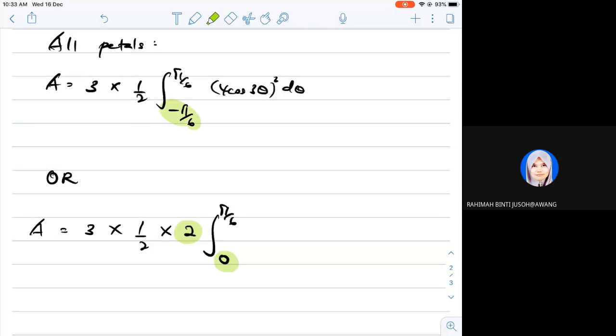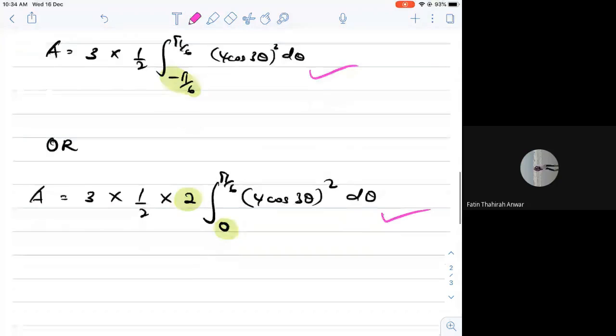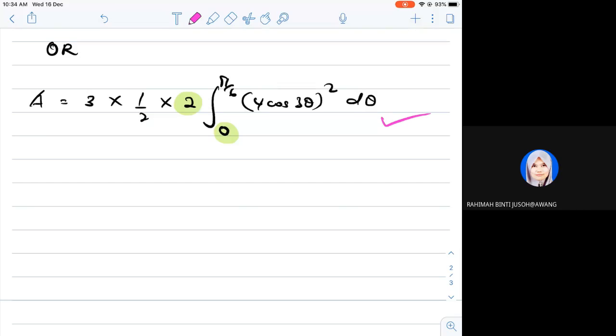If you consider from negative pi over 6, no need for you to multiply by 2. So the same thing happens here for cos 3 theta squared d theta. So either you can have your integration like this or like this. Both will give you the same answer. Understand, guys? Now, why do I like to use the second one? Because it's much easier with angle equals to 0. So let us proceed with the calculation here.